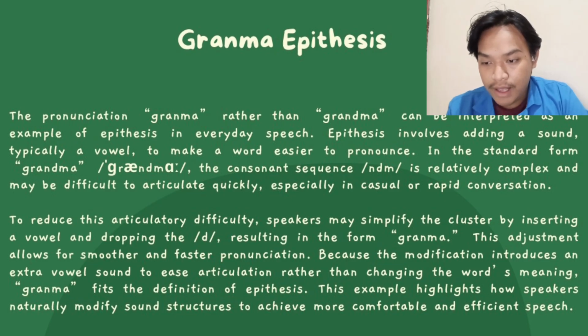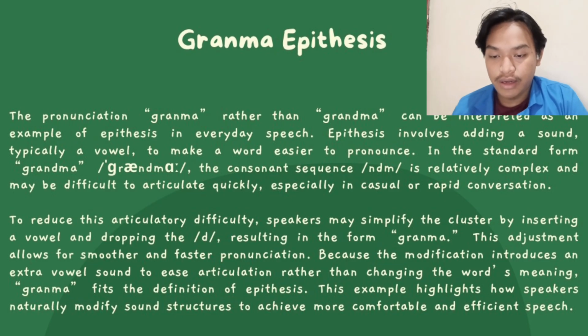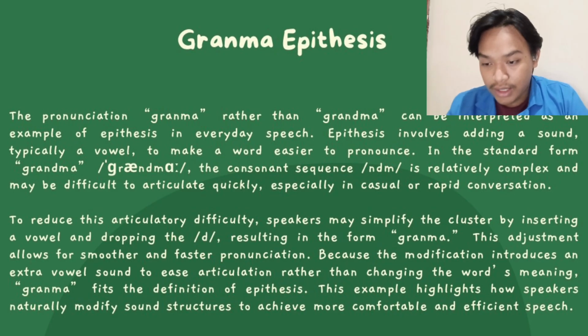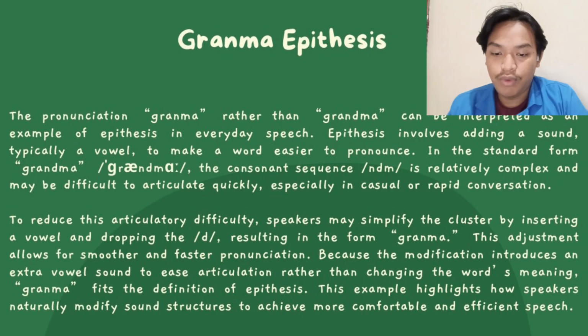To reduce this articulatory difficulty, speakers may simplify the cluster by inserting a vowel after the D, resulting in the form "grandama." This adjustment allows for smoother and faster pronunciation, because the modification introduces an extra vowel sound to ease articulation rather than changing the word's meaning. "Grandama" fits the definition of epithesis. This example highlights how speakers naturally modify sound structures to achieve more comfortable and efficient speech.